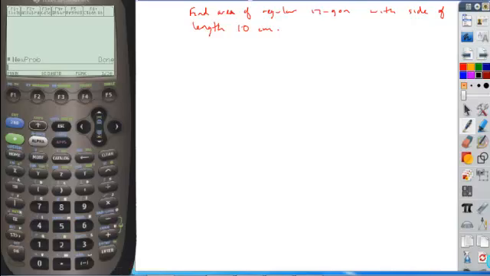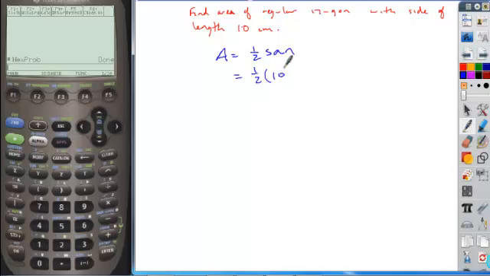Okay, so if you're looking to find the area of a regular 17-sided polygon with a known side length, all you need to do to set this up is begin with your equation. You know that the area formula is 1/2 SAN, and plug in what you know. Your S value is 10.